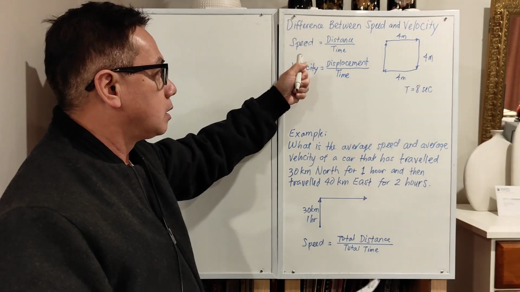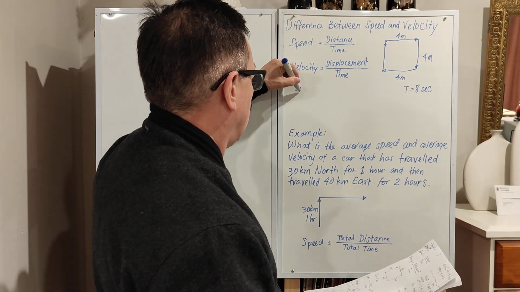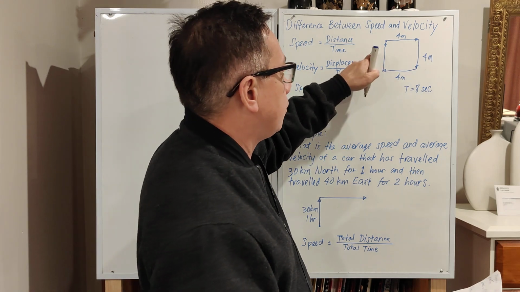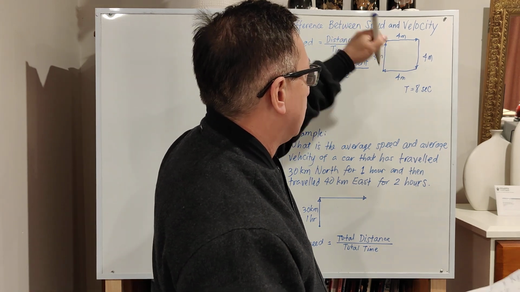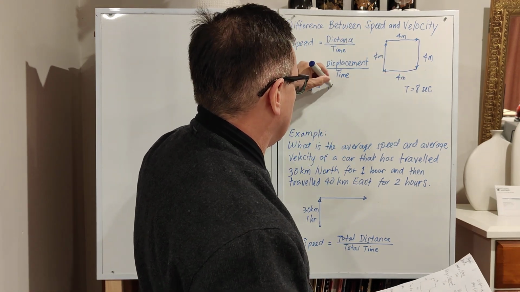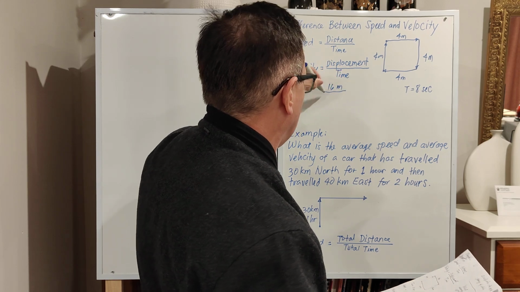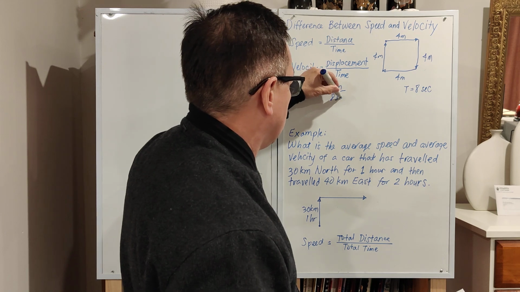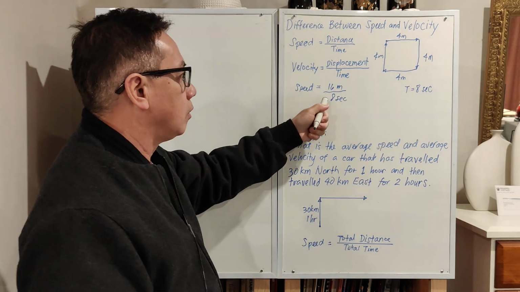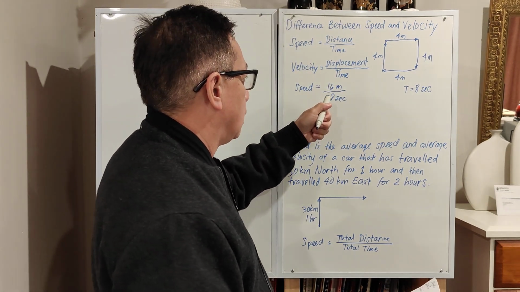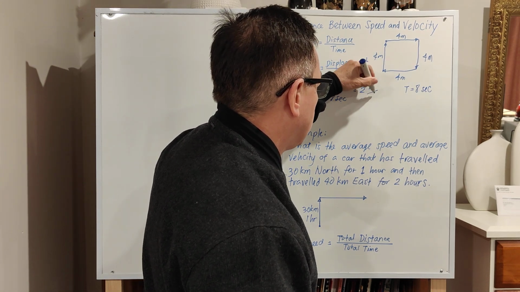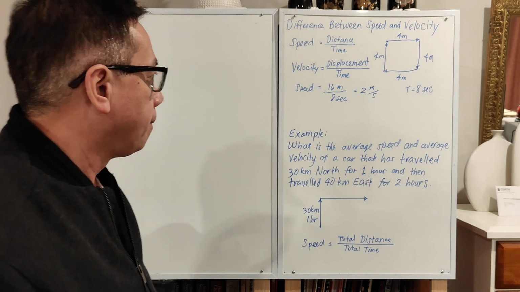Now if we compute the speed, the total distance traveled is 16 meters and the total time is 8 seconds. Now the speed would be 16 divided by 8, which is 2 meters per second.